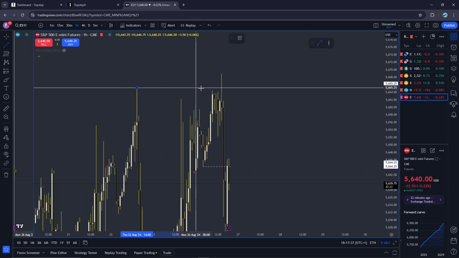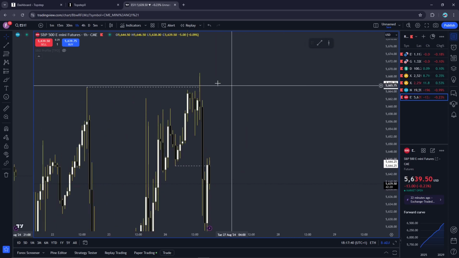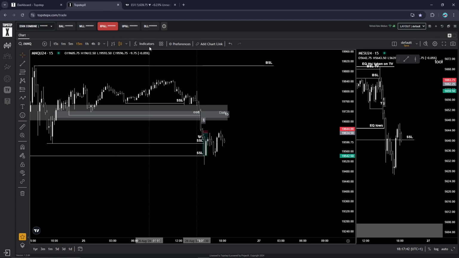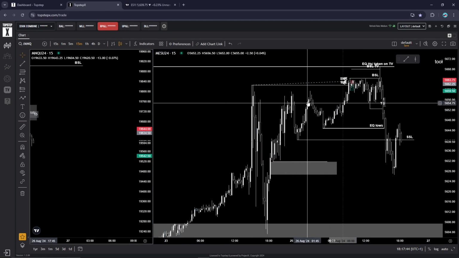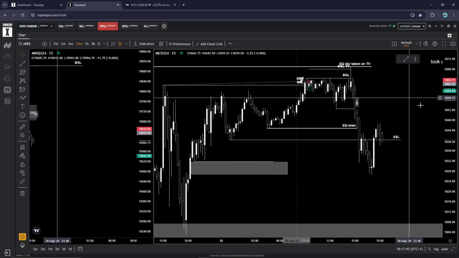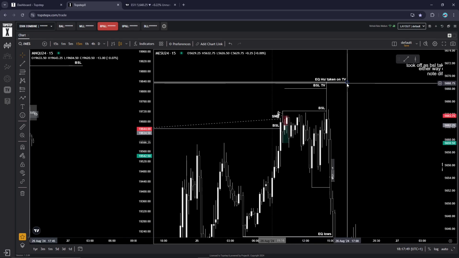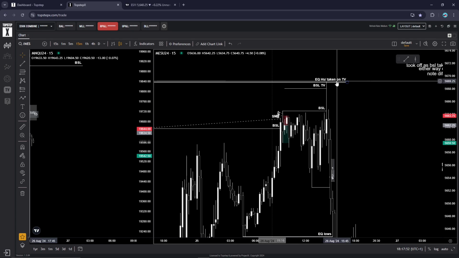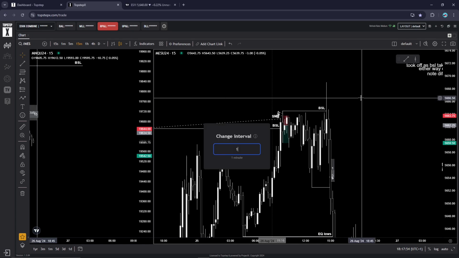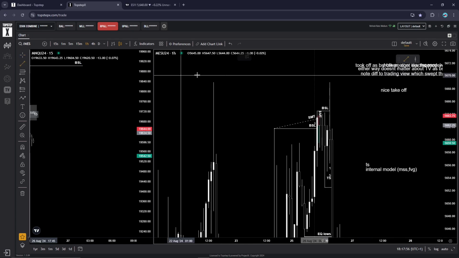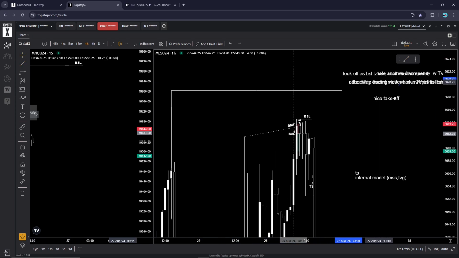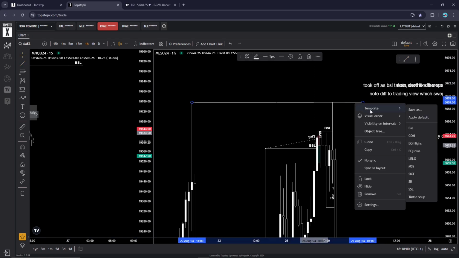Okay, ES takes this high at 2. That's what I've got written here. Equal highs taken on, but taken on TradingView. But on Topstep, this high formed equal highs.